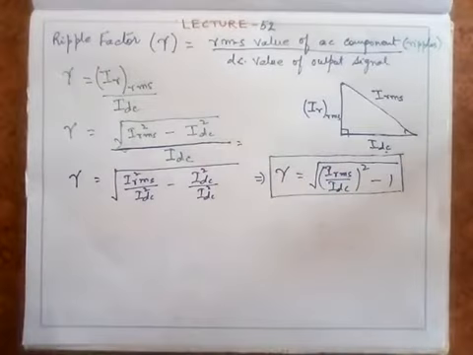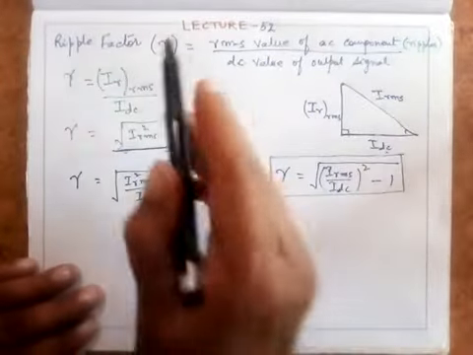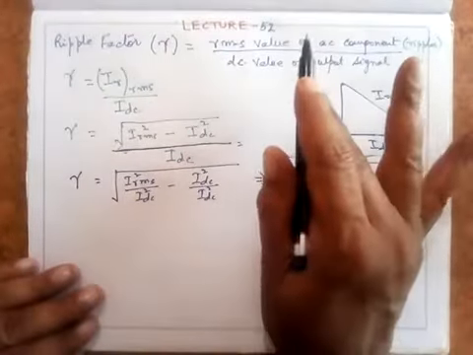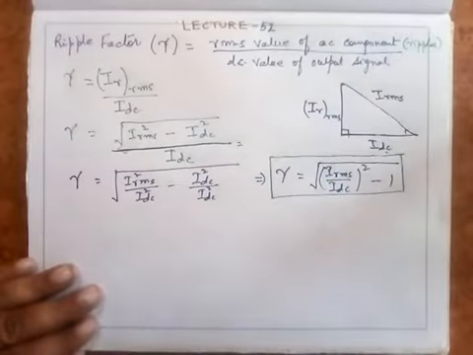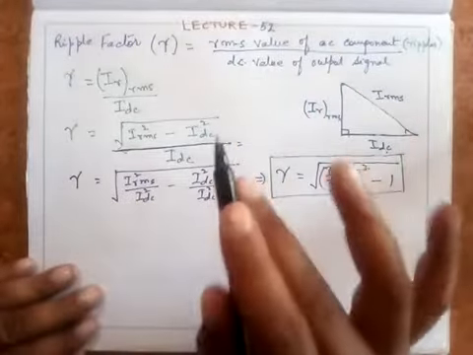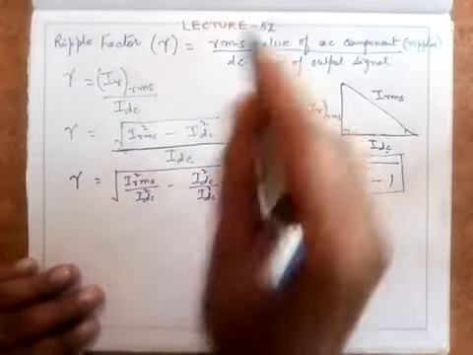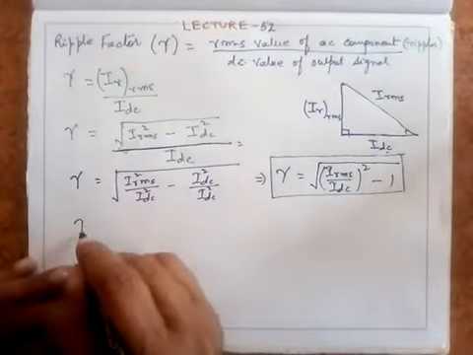Now let's find out the ripple factor of the half wave rectifier as well as of the full wave rectifier. One more point: the value of the ripple factor should be as low as possible, because we need minimum ripples in the rectified output. So the rectifier which has the minimum value of ripple factor is considered a better rectifier.